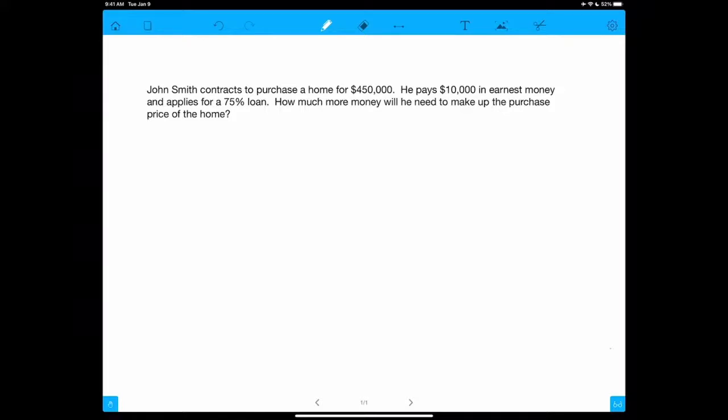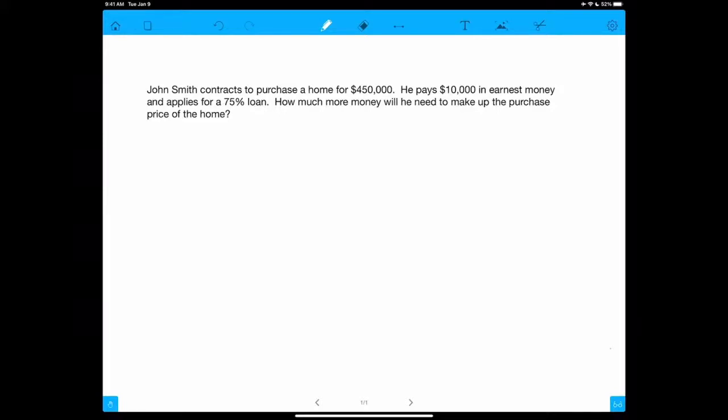So here is a question. John Smith contracts to purchase a home for $450,000. He pays $10,000 down in earnest money, and he applies for a 75% loan to value ratio. If you see LTV, that means loan to value ratio. In this case, we just use the word loan. How much more money will he, John, need to make up for the purchase price of the home?